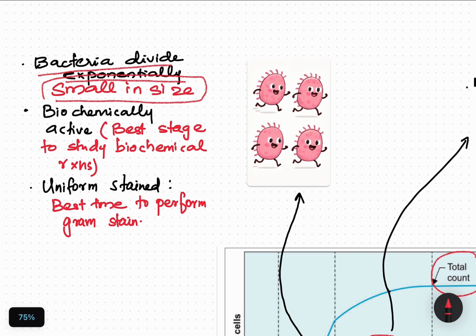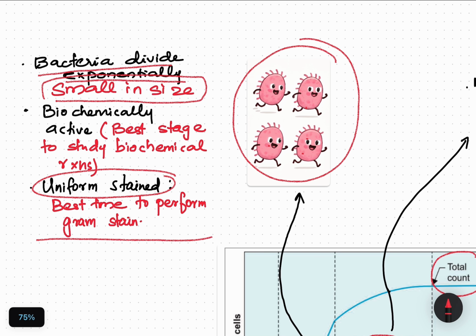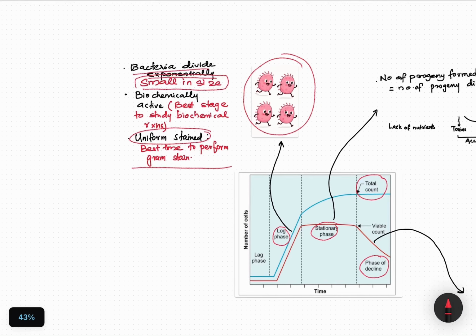Now see, I have added some bacteria running around. This is to show that this phase is the time when the bacteria are biochemically active. So when you need to do some kind of biochemical studies, this is the time to do it. You have to wait for the time when your bacteria become biochemically active, which is the log phase. Then see, I have given all of them a pink color. So they are uniformly stained, and this is also the best time to study gram staining. Best time to perform gram staining.